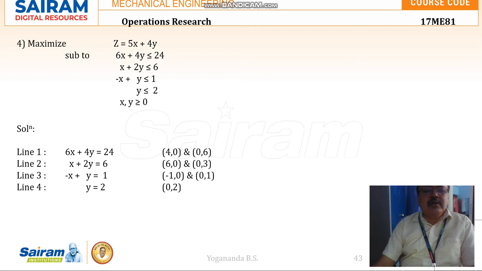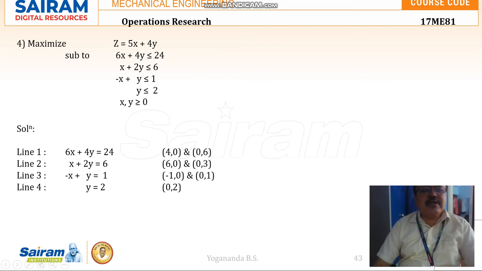6x plus 4y is less than or equal to 24. Then we have x plus 2y is less than or equal to 6. And then minus x plus y less than or equal to 1. Then we have y is less than or equal to 2, and the variables x and y will take any value greater than or equal to 0.